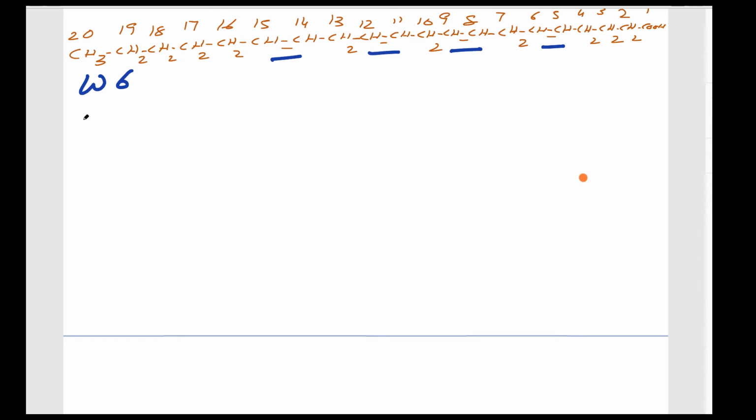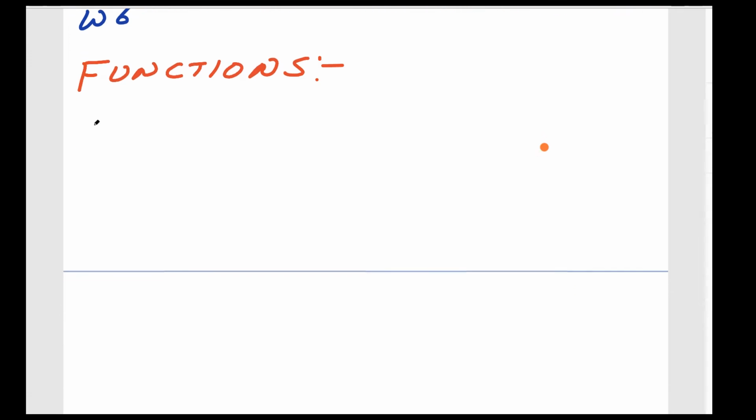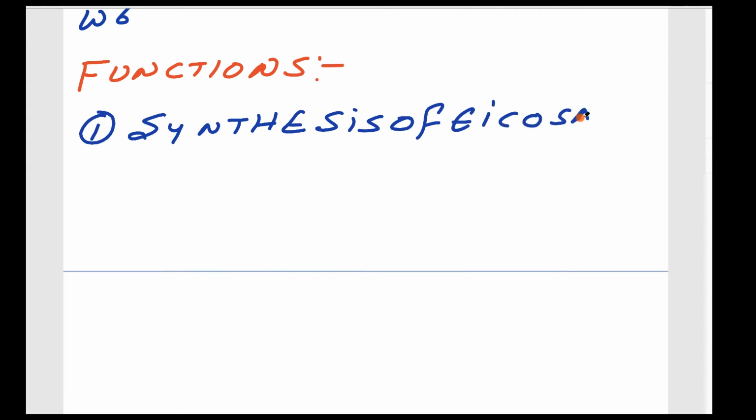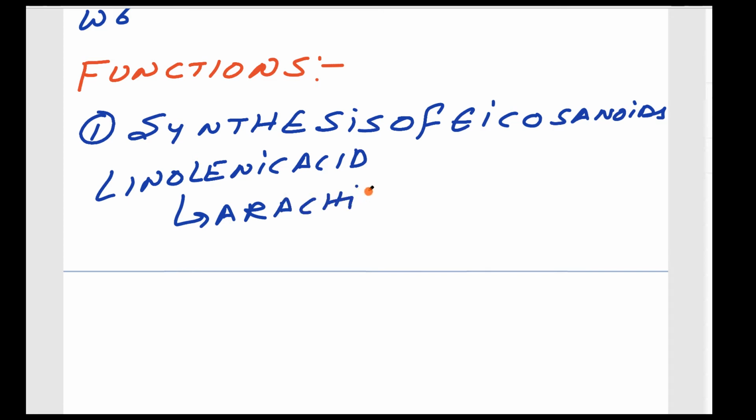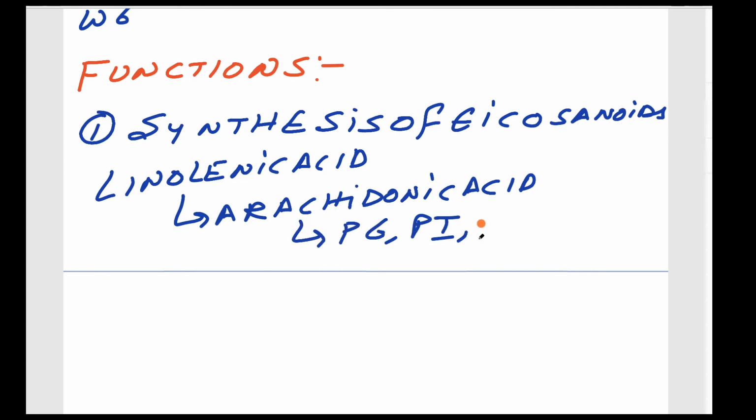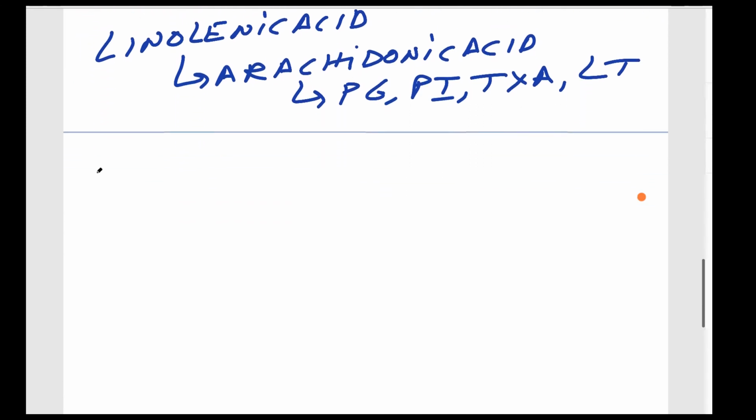Let us now discuss these functions of the essential fatty acids one by one. The first one is synthesis of eicosanoids. From linoleic acid, linolenic acid, arachidonic acid can be synthesized. From the arachidonic acid, there is synthesis of prostaglandins, prostacyclins, thromboxanes, and leukotrienes. These can be synthesized.